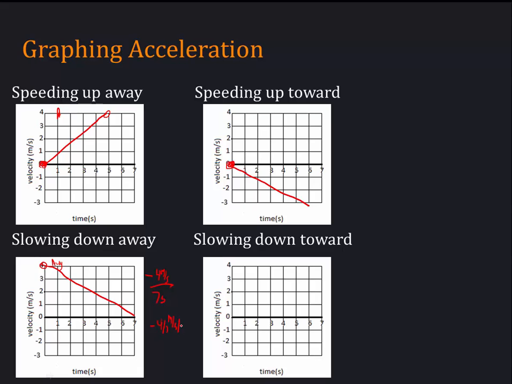And then finally, slowing down, moving towards. Moving towards means it has to be a negative velocity. And so I got to start here. Slowing down means it needs to get from fast to closer to 0. So there's a slowing down, moving towards velocity time graph.